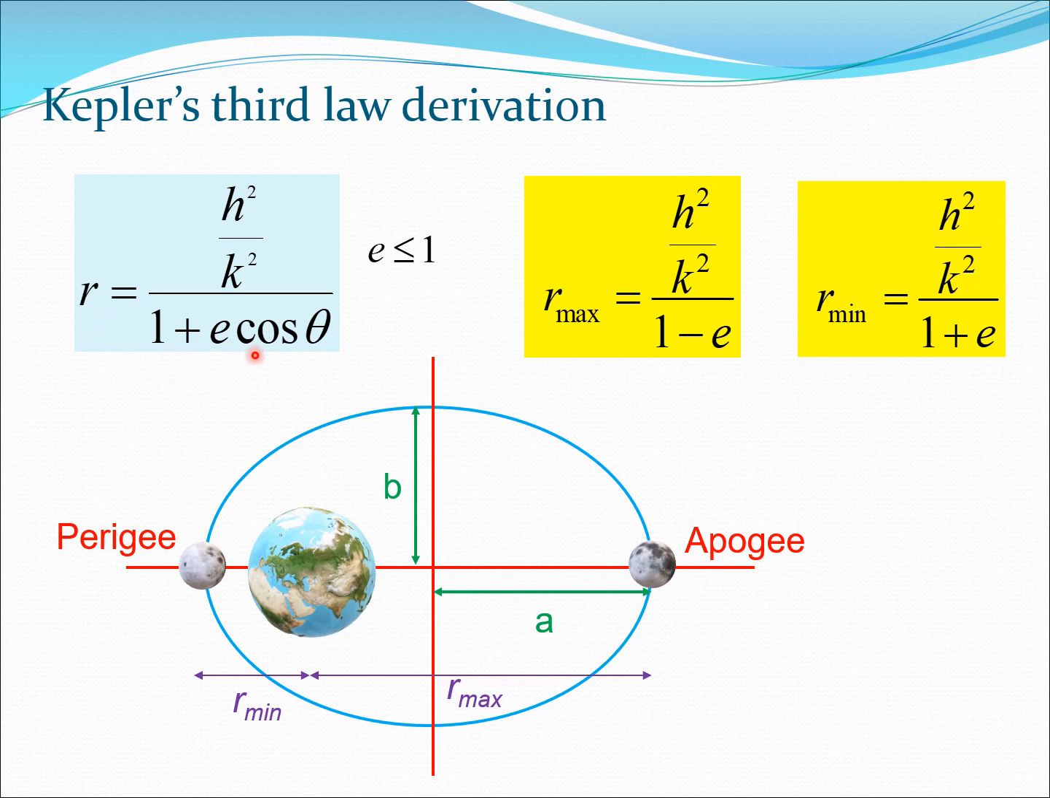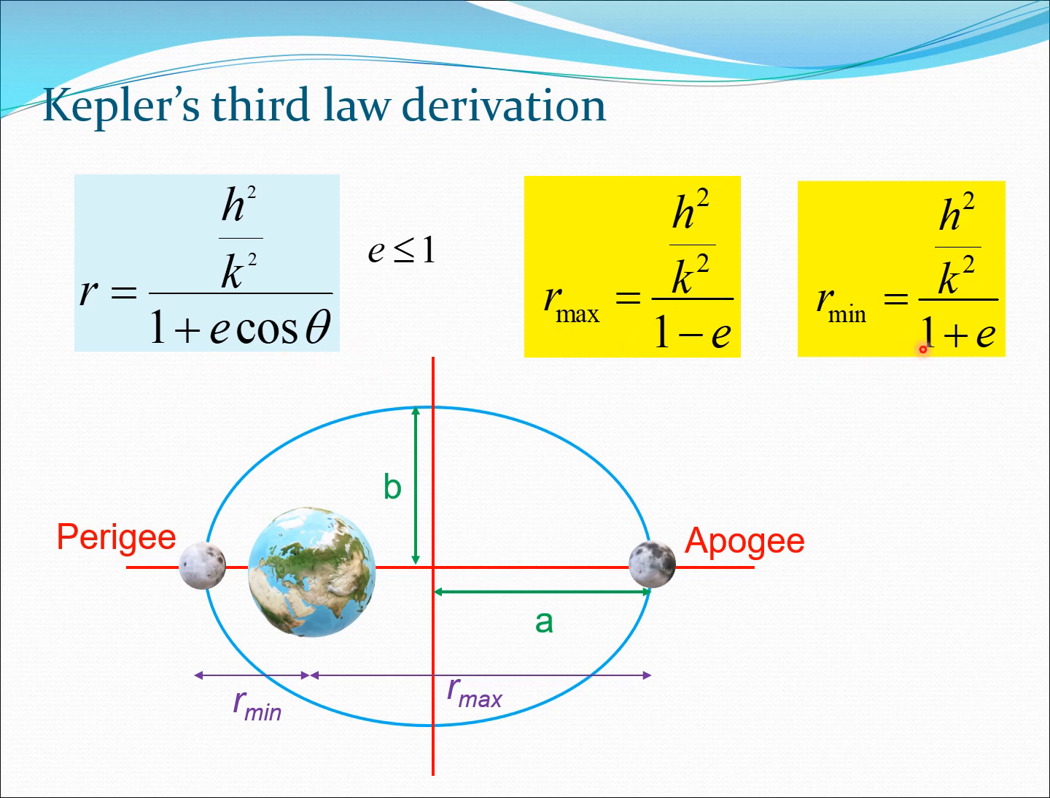Now of course you know that cos theta is going to vary between -1 and 1. The lowest value cos theta can take is -1, and therefore r max would be when cos theta becomes -1. So we get h square by k square divided by 1 minus e. Now remember that e is always greater than 0 also, so it lies between 0 and 1. Similarly r min would be given by h square by k square divided by 1 plus e, because this happens when cos theta is maximum, that is cos theta is 1. In that case you would simply get 1 plus e.